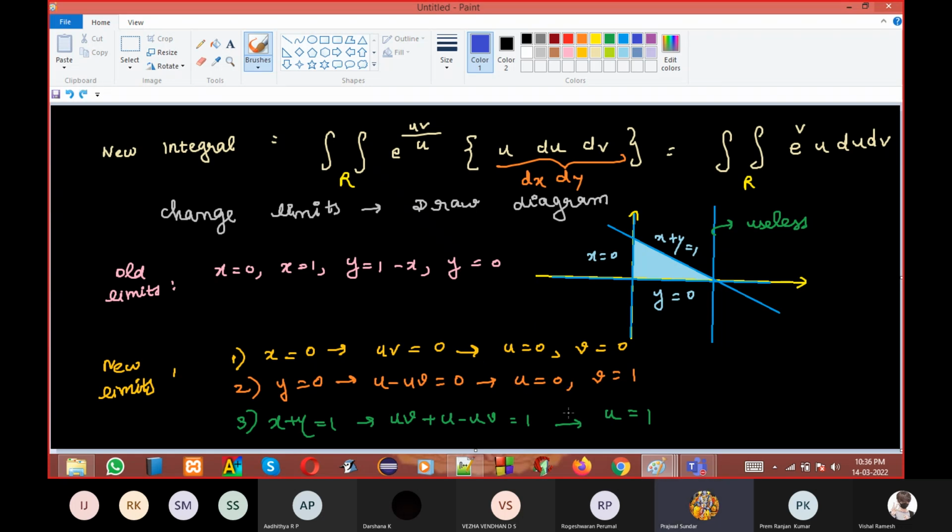Go very slowly. Tell me, is it clear? I want a response, without a response I don't want to proceed. Response. Here, I know, in the first and second you did it in reverse, like x is u minus uv and y is uv.